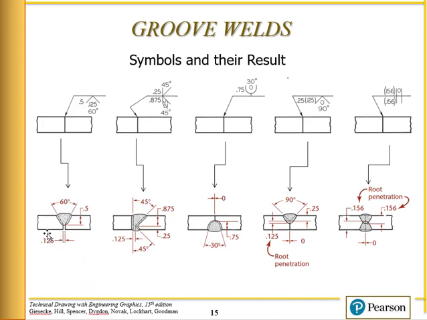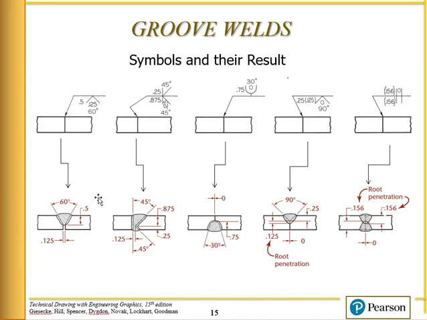And then here you'll have this root width, this 125 thousandths. And here's how that symbol would go. This is a groove weld. It is a V weld, okay? The root spacing is 125 thousandths, and the groove angle is 60 degrees. And then this throat of the weld here, that's the depth.